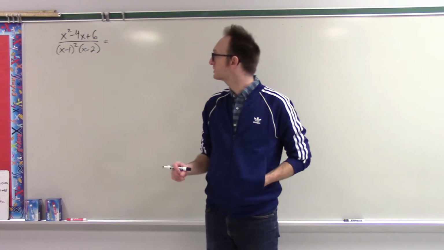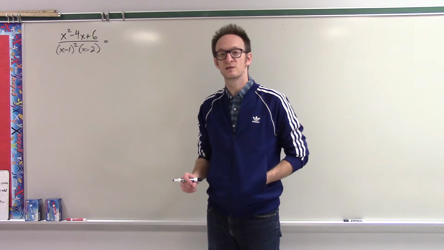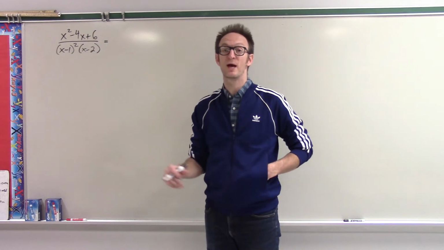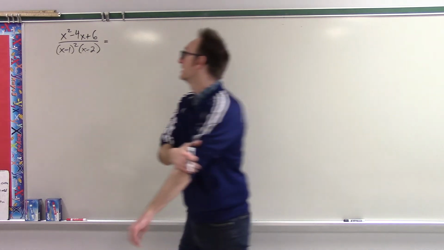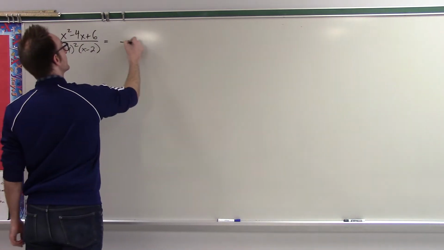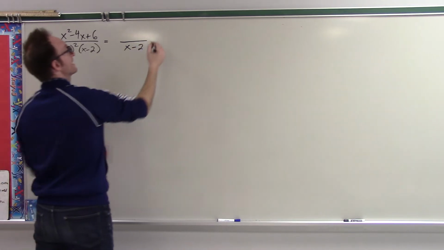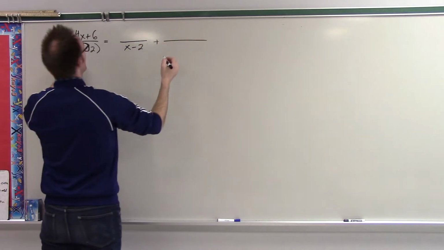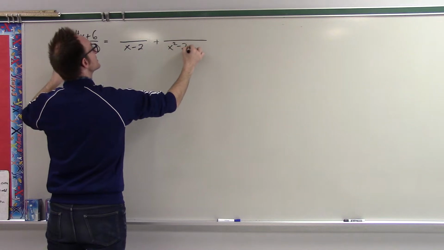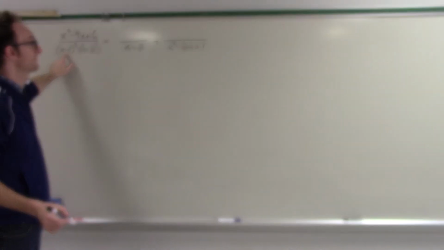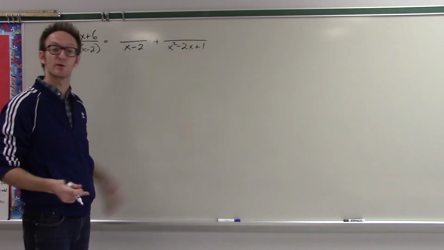But in order to try to understand this special method, let's first treat this problem exactly the way we treated the other problem. In other words, let's break this up into something over x minus 2 plus something over x squared minus 2x plus 1. In other words, let's ignore the fact that this is a perfect square trinomial and just treat it like it's any other quadratic.